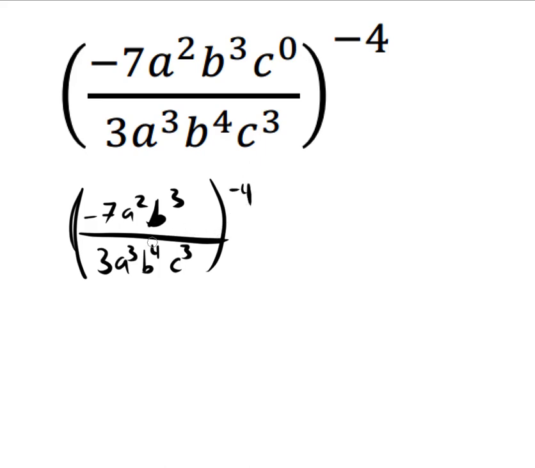So now I'm going to do the power to a power rule, and so I get negative 7 to the negative fourth power, right? And I get a squared to the negative fourth power times b to the 3 to the negative fourth power.